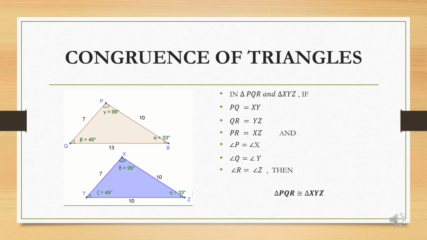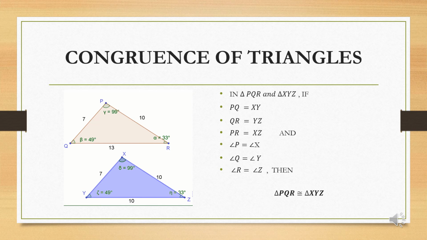That is, if the triangles are congruent, then the corresponding sides, if PQR is congruent to XYZ, then PQ will be equal to XY, QR will be equal to YZ, and PR will be equal to XZ. Similarly, talking about the angles, angle P will be equal to angle X, angle Q will be equal to angle Y, and angle R will be equal to angle Z. So, if the two triangles are congruent, then the sides and the angles will be equal.